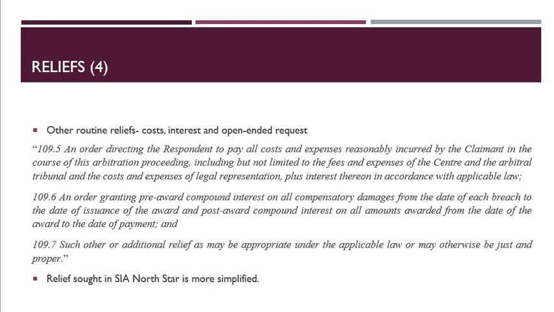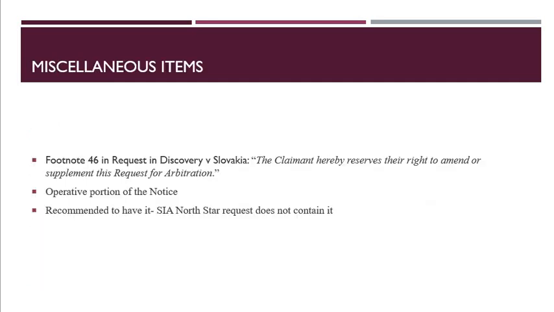The reliefs sought in SIA North Star versus Norway notice are more simplified. A. Finding that Norway has breached its obligation under the BIT. B. Directing Norway to pay damages in an amount to be proved at the hearing, but which the claimants at present estimate to be in excess of so and so over the life of their operation. C. Directing Norway to pay the claimants pre and post award interest on all sums awarded. D. Directing Norway to pay the claimants costs associated with these proceedings, including professional fees and disbursements. E. Ordering such other and further relief as the tribunal deems available and appropriate in the circumstances.